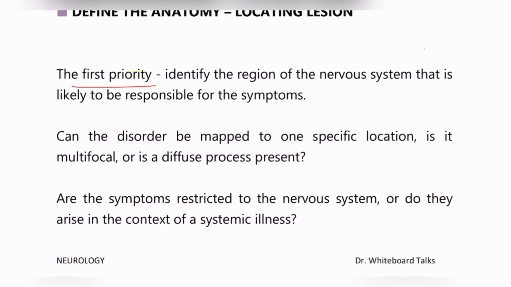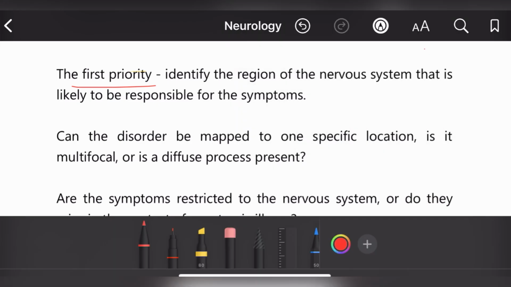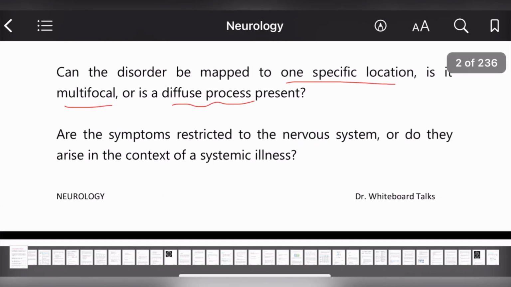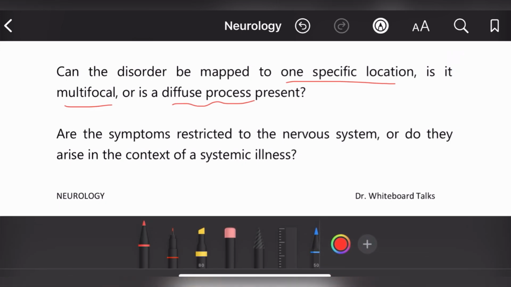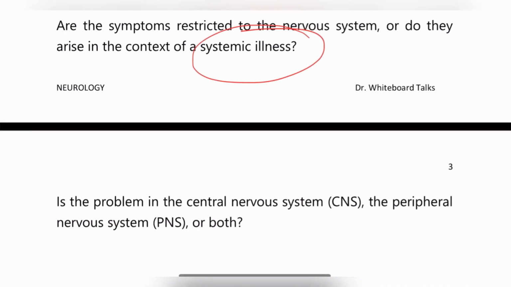The first priority, identify the region of the central nervous system. Can the disorder be mapped to one specific location, or is it multifocal, or is it a diffuse process? Are the symptoms restricted to the nervous system, or is there a context of systemic illness? When you work up a case of central nervous system, you should always keep in mind that there can be a systemic illness behind the lesion. So the underlying lesion may be with some effect of systemic illness that should never be missed out.